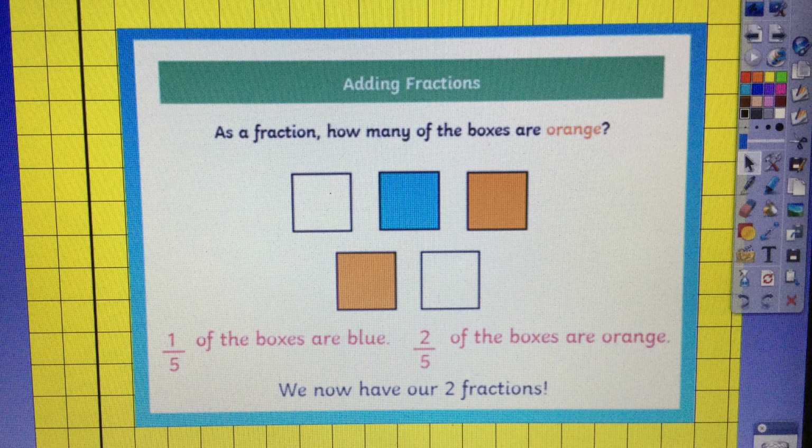Now we're going to look at the orange boxes. How many orange boxes can you see? There are 2 orange boxes out of 5 boxes. If we were going to write this as a fraction, we would say 2 out of the 5 boxes are orange. 2/5 of the boxes are orange. We now have our 2 fractions that we're going to add together, and that is 1/5 plus 2/5.